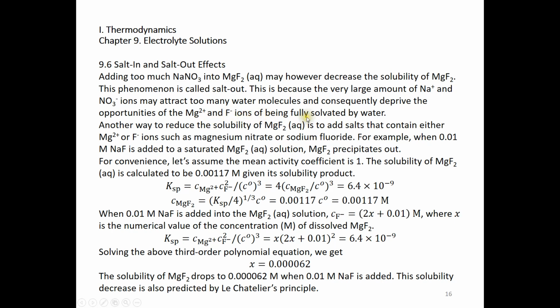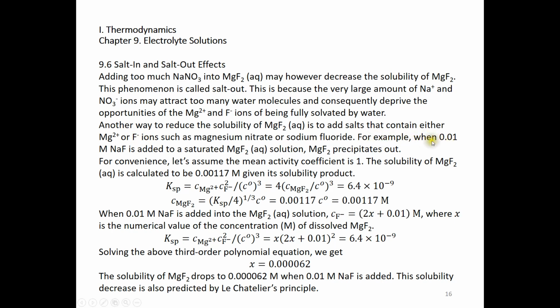Well, only because we have fewer water molecules available to solvate these two ions. There's another way to reduce the solubility of magnesium fluoride, which is to somehow add another chemical that contains either the magnesium cation or fluoride. This is actually due to the Le Chatelier principle. Now let's look at one example.